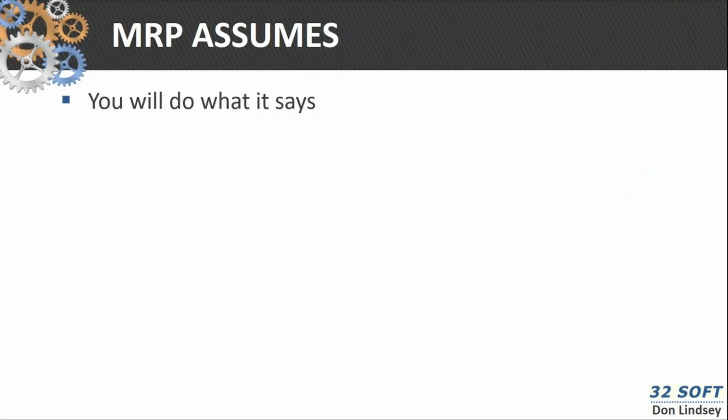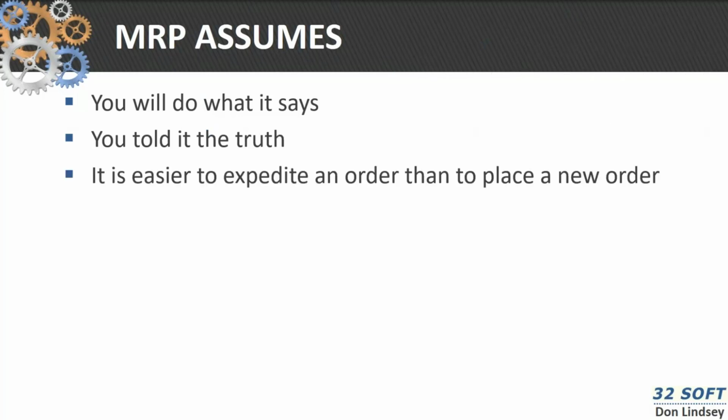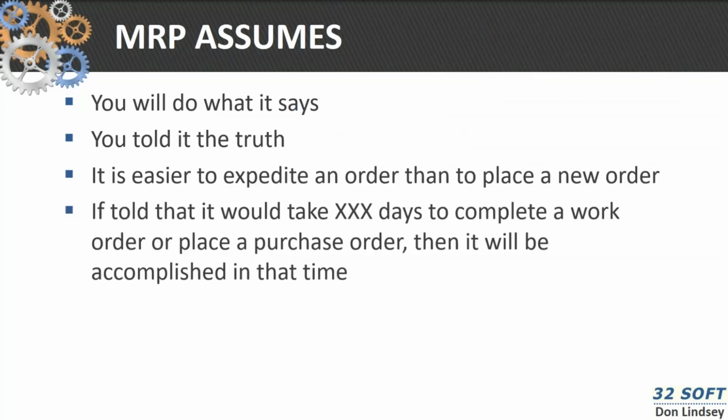There's some assumptions that MRP makes. Number one, you're going to do what it says. It assumes you've told it the truth. So you need to make sure that what you are telling QAD is actually the truth in terms of lead times, lot sizes, etc. There's an assumption that it's easier to expedite an order than place a new order. And we'll talk about that in terms of the realignment or rescheduling messages.